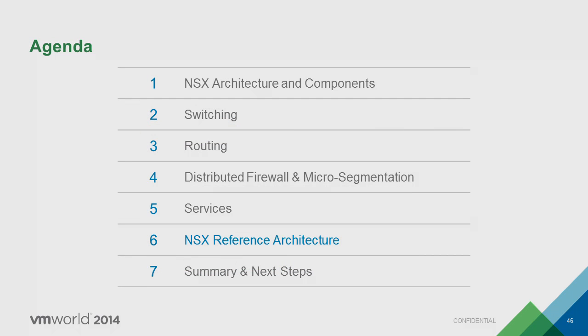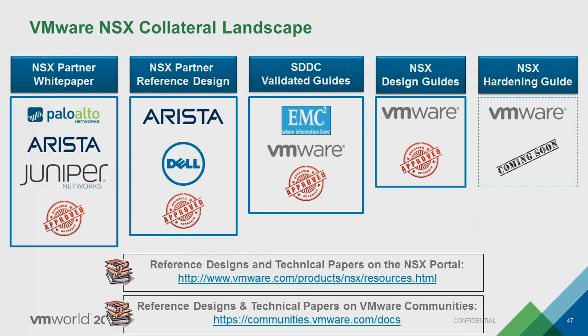So the last few minutes I want to spend on some of the reference architecture work that has been going on. Lots of feedback that we've heard from last year's VMworld is, okay, now that I understand a little more about NSX, how do I go about it? One thing is the reference architectures have actually been published. You will see that there are different levels of collateral available.